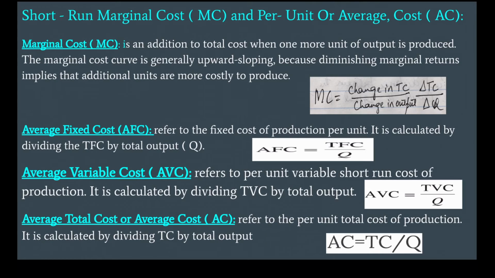Average variable cost or AVC refers to the per unit variable short-run cost of production. That is how much one unit of output costs. It is calculated by dividing TVC by total output. AVC is equal to TVC over Q. Average total cost, or average cost, refers to the per unit total cost of production. It is calculated by dividing TC by total output. That is, AC is equal to TC over Q.